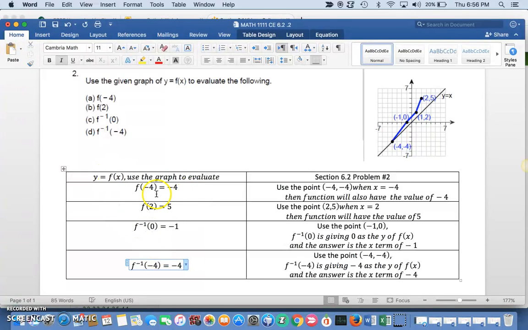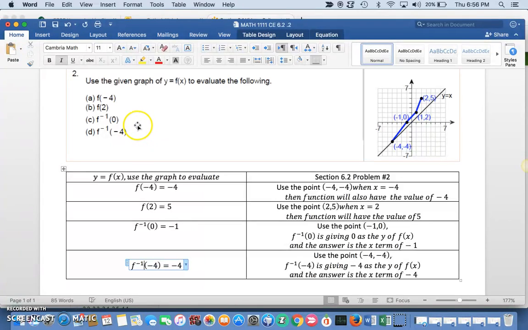All right. The first thing is to find f of -4. So you go to where x is -4 and read directly here. When x is -4, y is -4 in the original function. So that answers -4. And then f of 2: go to where the x is 2 and the y is 5. In the original function, that point is what you are using.